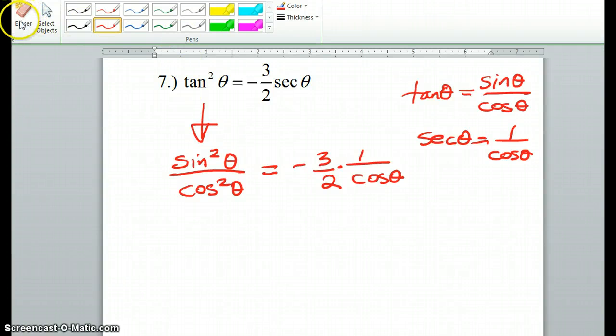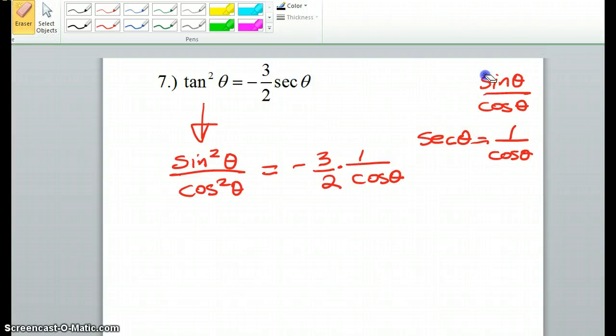Alright, so here we go. We're going to solve this problem. Hopefully you tried it already and you've been successful at it, preferably. I'm going to erase this to get this just out of the way.